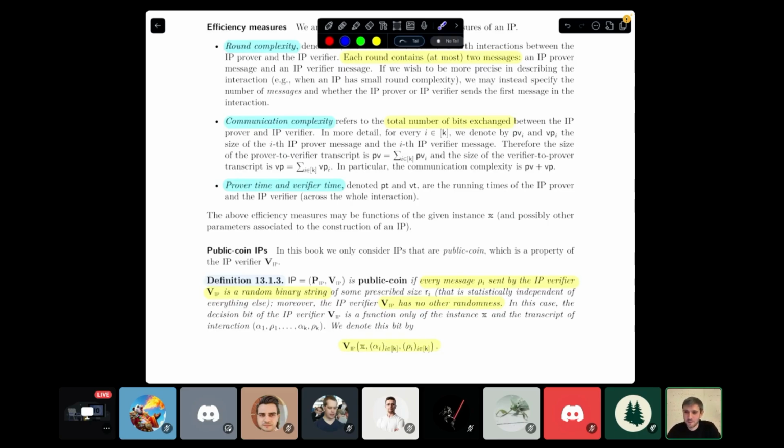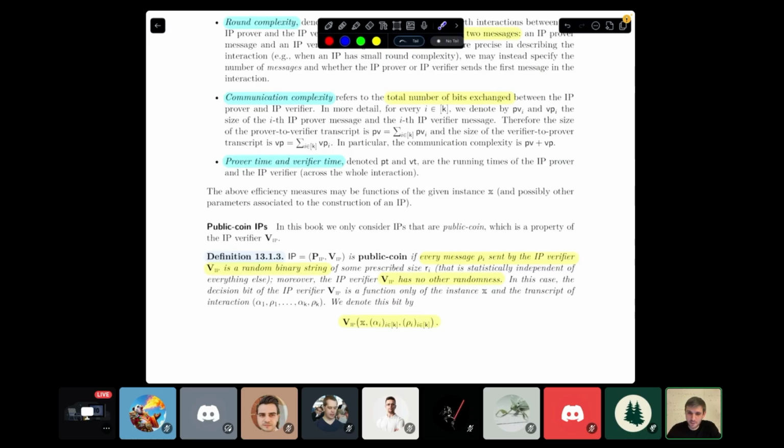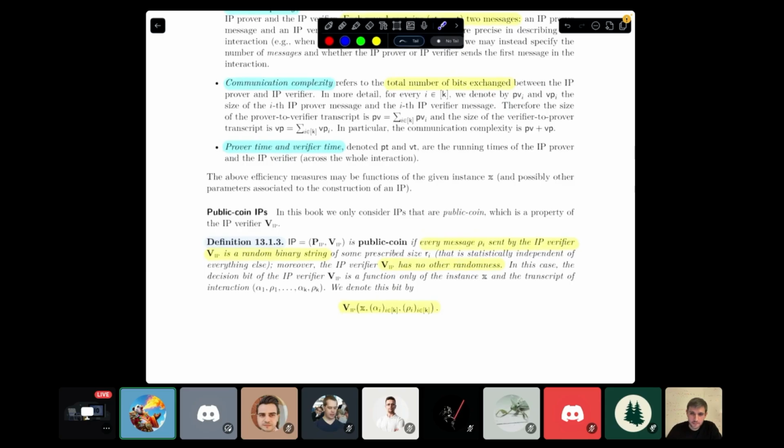Maybe these definitions are not super difficult, but they will become more and more difficult as we continue, and everything builds on top of each other. So if you don't understand these definitions now, you'll have a bad time later. Sure, that is true.